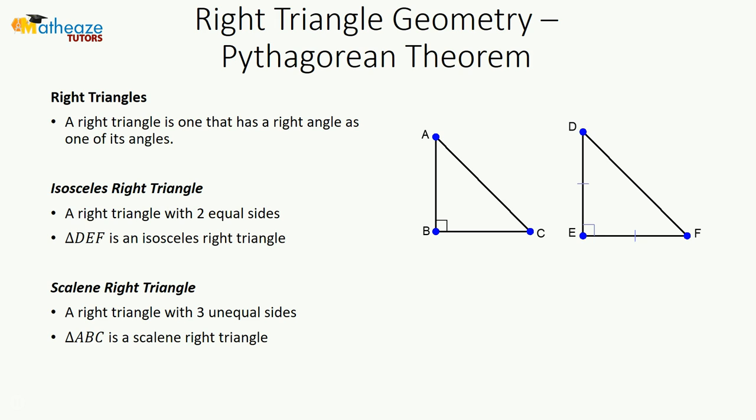So a right triangle is one that has a right angle as one of its angles, which means a right angle is 90 degrees. So a right triangle has 90 degrees as one of its angles. Now, we have two main types of right triangles. The isosceles right triangle, which is one where the two sides are equal, and we have a scaling right triangle where all three sides are unequal.